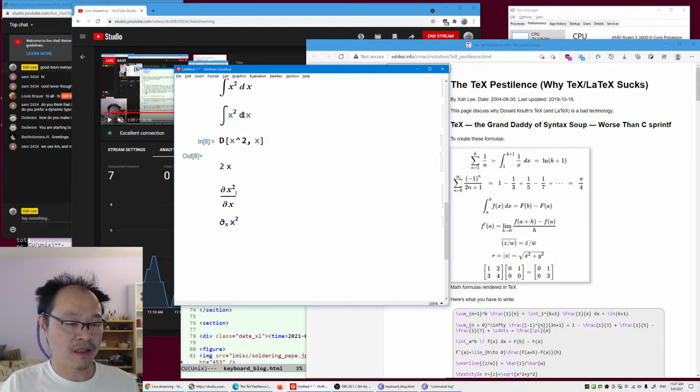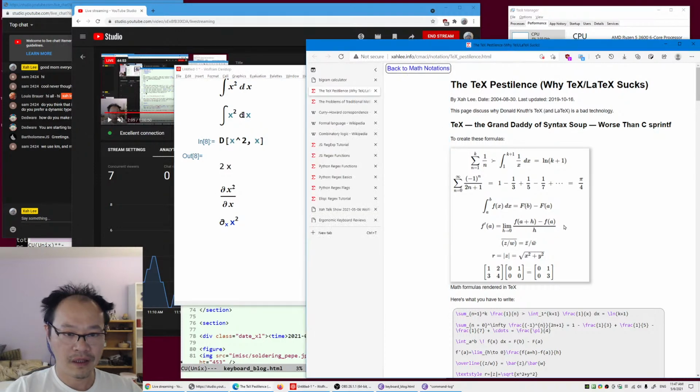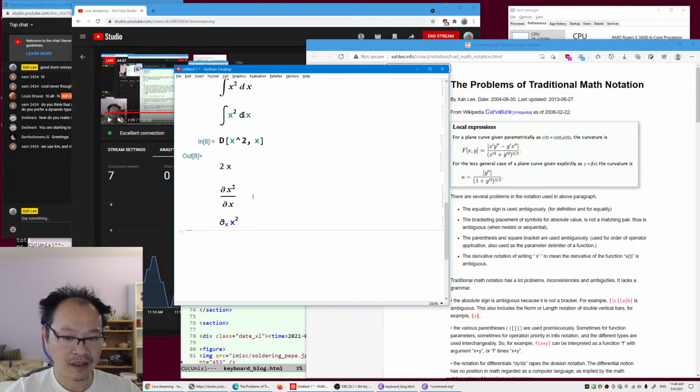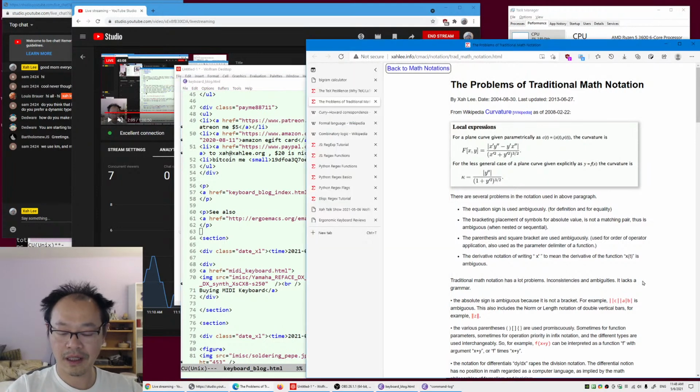So that's some of the problems of traditional math notation. Okay, and here is an example of the traditional form and the Mathematica standard form, which is very different from the traditional form. Okay, so that's a good example.